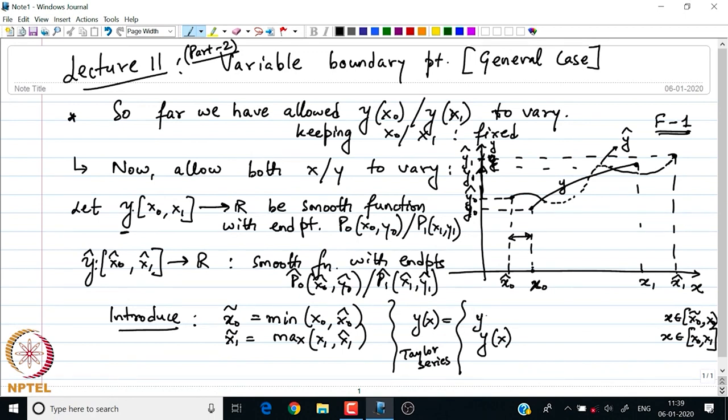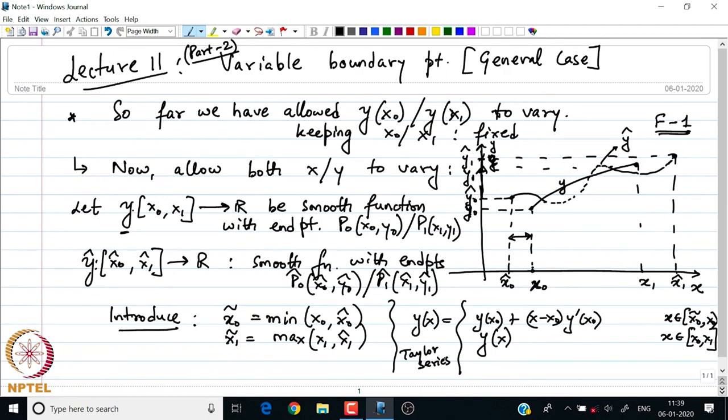So, this is y of x naught plus x minus x naught times y prime at x naught, right, and I am describing it in terms of x naught. In the way we have set up our x naught tilde and x 1 tilde, x naught in the diagram is at least greater than or equal to x naught tilde.